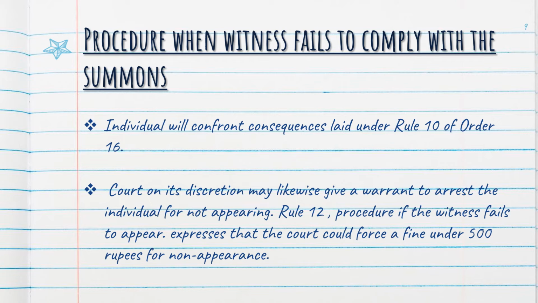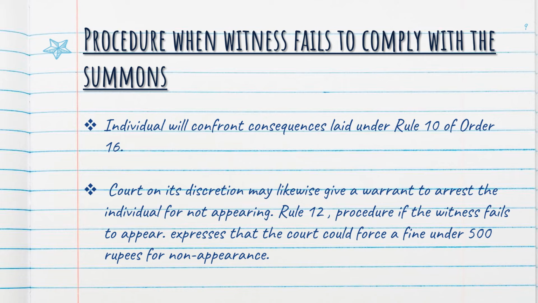Procedure when a witness fails to comply with the summon. In this case, when a witness fails to comply with the summon served, the person will face the consequences laid down under Rule 10 of Order 16. In such a situation, the court may issue a proclamation stating that the person is to be present at a specific time and date for giving evidence or to produce the document, and a copy of the proclamation has to be affixed on the witness's outer door or any conspicuous part of the house.